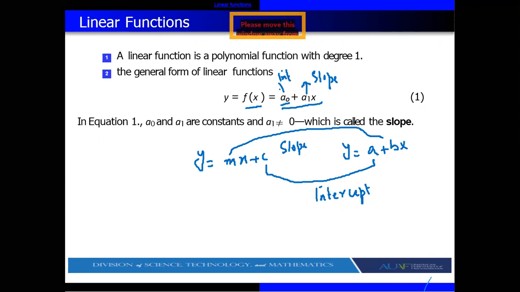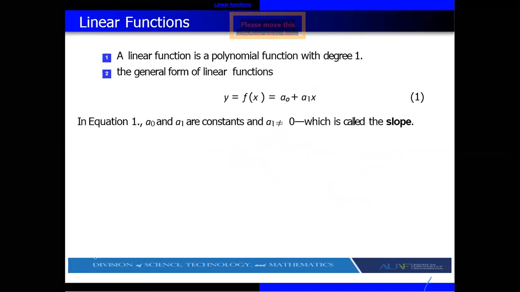What are intercept and slope? The first one is slope. Who will tell me about slope? What is slope? What does slope show? I think slope shows the y values. You know the formula of slope: m is equal to y2 minus y1 divided by x2 minus x1.